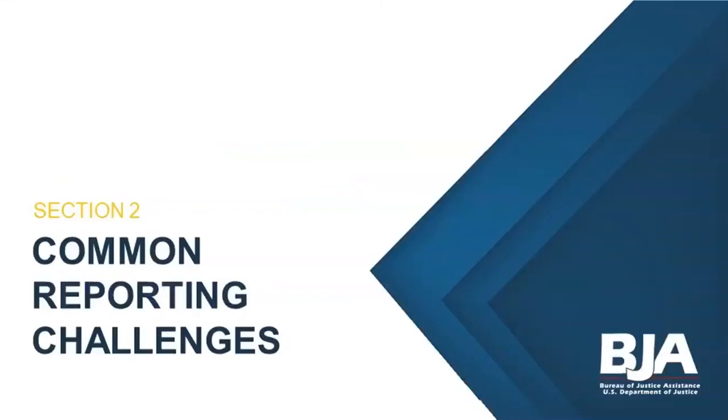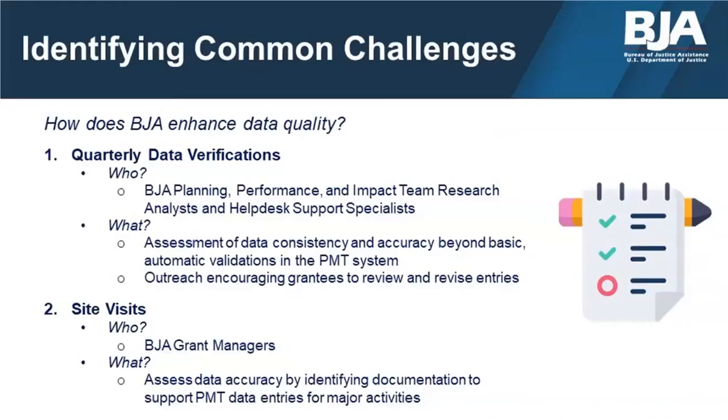Now, let's get into the functions of the performance measurement tool. To introduce this section, we'd like to share some information about how BJA identifies common challenges and seeks to improve data quality. BJA's Planning, Performance, and Impact team assesses data consistency and accuracy and reaches out to grantees with potential issues. Program grant managers also play a role in enhancing performance data quality through site visits, where they identify documentation to verify PMT data entries for major activities.